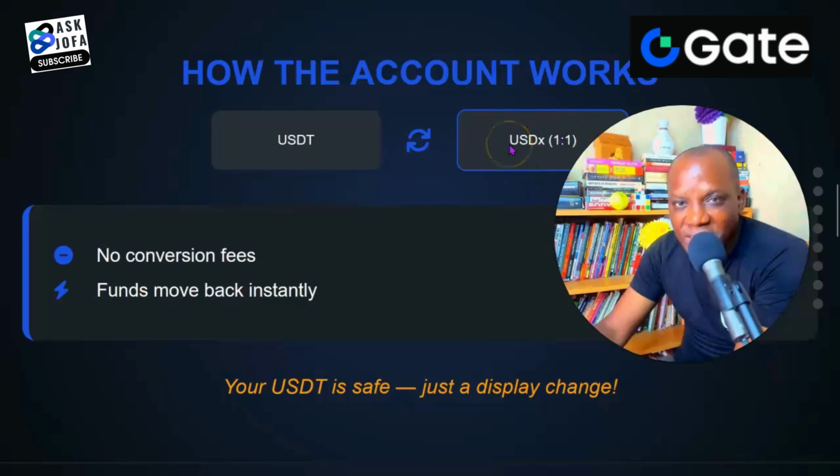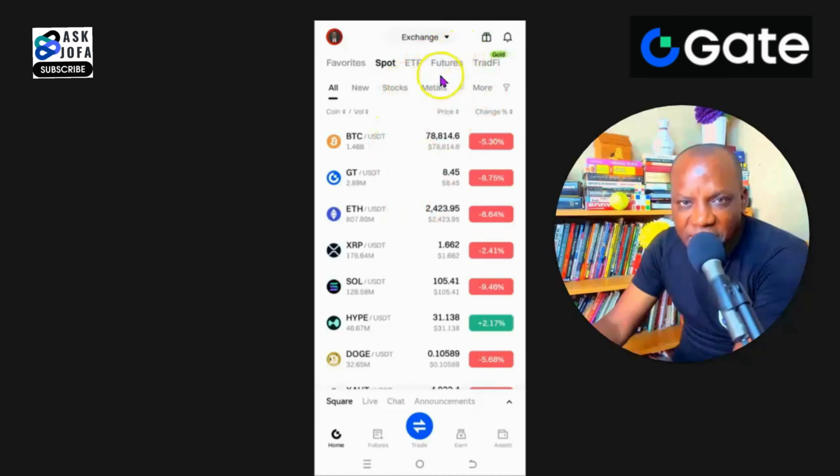So the value doesn't change. It is just for internal tracking. You can see this is my Gate Exchange app.